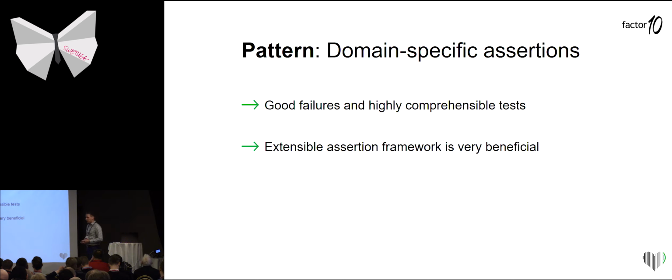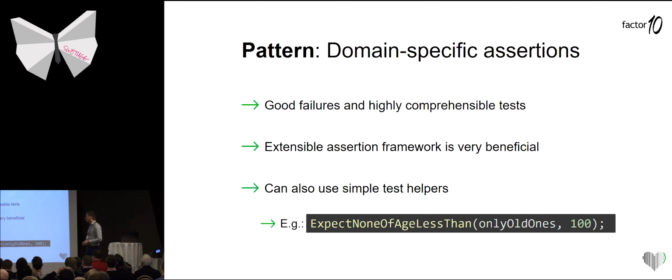If we have an extensible assertion framework like AnyUnit, that is of course very beneficial, because then we can do very flexible things, but we can also be very flexible if we have a primitive assertion framework by just creating helper methods. So if I create a helper method that says expect none of age less than, and then I pass in my collection, and then I pass in my age, and then that method can contain all the LINQ crap that is hard to parse for my human mind, but on the test level I can just read the test and figure out exactly what it tests. So domain-specific assertions give us extra power in our tests.